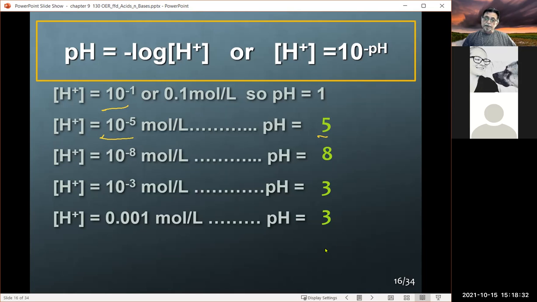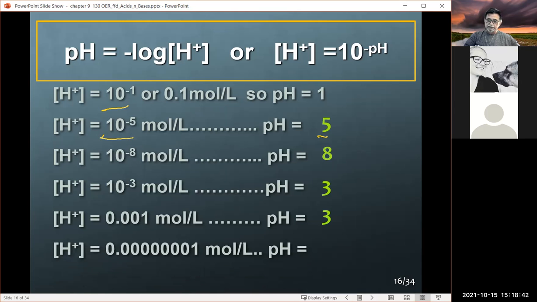Now here we get nice whole numbers, coefficients, and that's fine, but sometimes you have an uneven number, so you would need to use the log button. Unless it's in scientific notation like this, 1 times 10 to whatever, then you know the exponent will be the pH. So this one would be a pH of 8, because taking that decimal and writing it in scientific notation gives you 1 times 10 to the negative 8. And the log of that is 8.